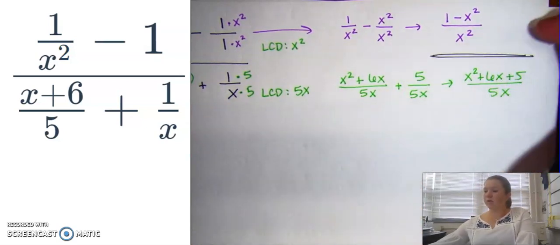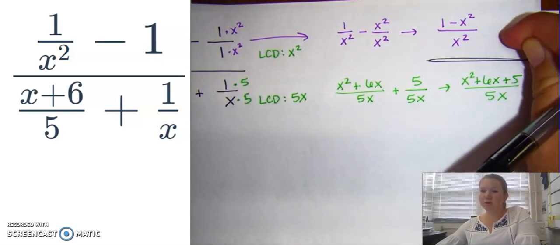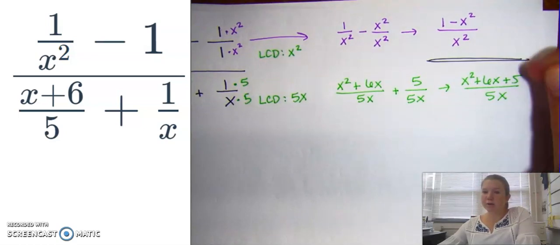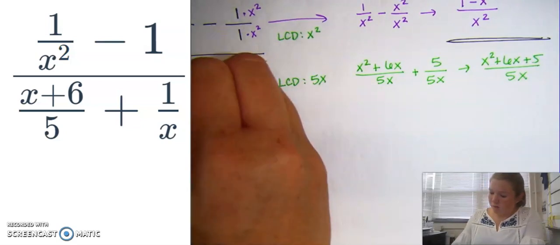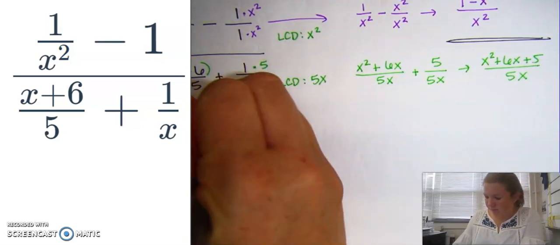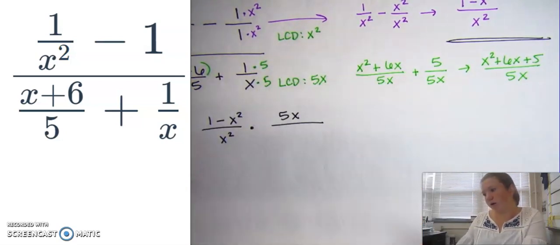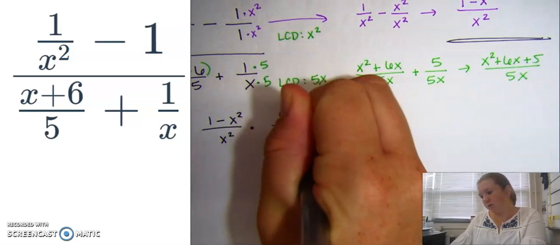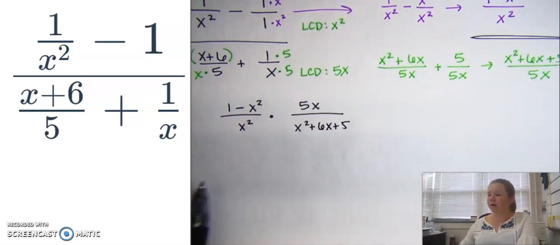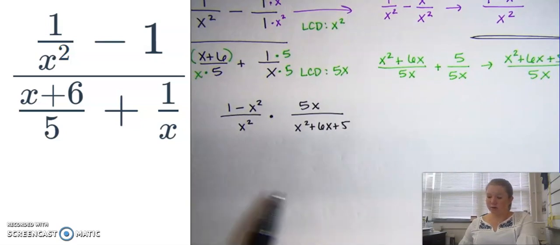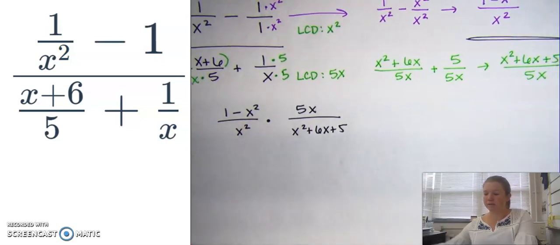When I get to this point, I can go ahead and treat this as a division problem where I would keep the numerator the same, change this to multiplication, and flip. So we're multiplying by the reciprocal. When I write that out, 5x would go on top, x squared plus 6x plus 5 on the bottom of that second fraction. The first fraction stays exactly the same. And now our last couple of steps are going to involve just factoring where we can and then simplifying.